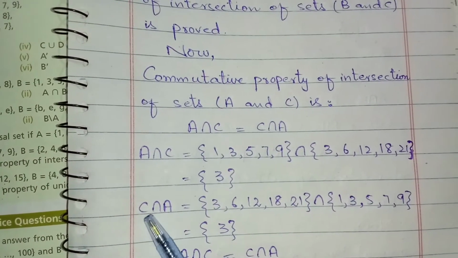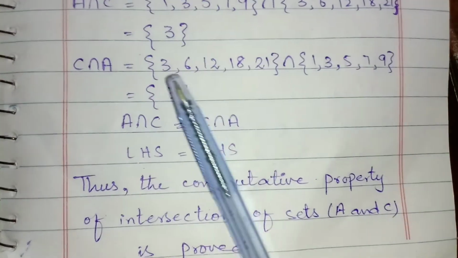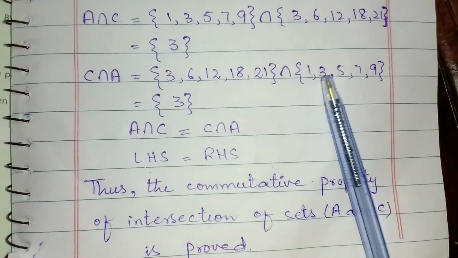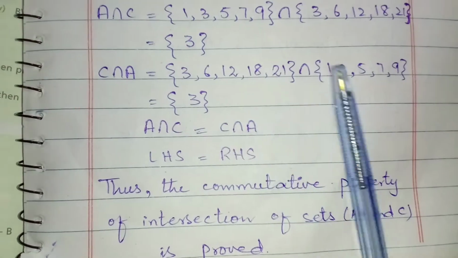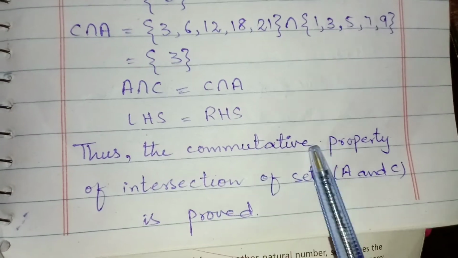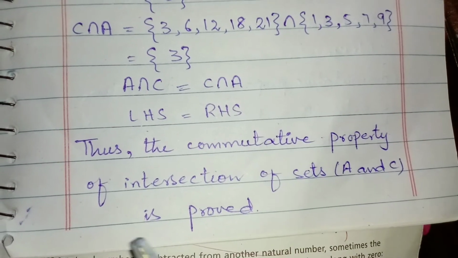Now we have to prove C intersection A. The set C is 3, 6, 12, 18, 21, intersection set A is 1, 3, 5, 7, 9. So the common element is 3. So the commutative property of intersection of sets A and C is also proved.